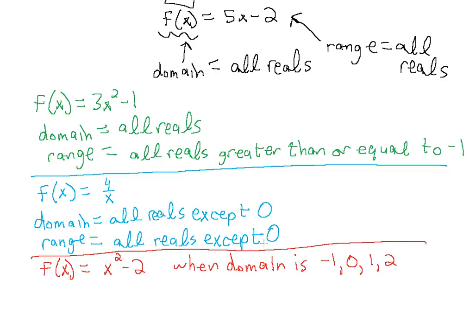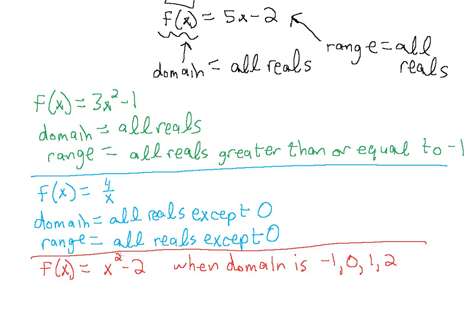So we want to know what the range is when we limit our domain to just these 4 numbers. What we would do is, one at a time, pick one of these numbers and put it into our function, and essentially substitute it in for x and see what answer that gives us. So if we substitute in f of minus 1, we will put a minus 1 right here.